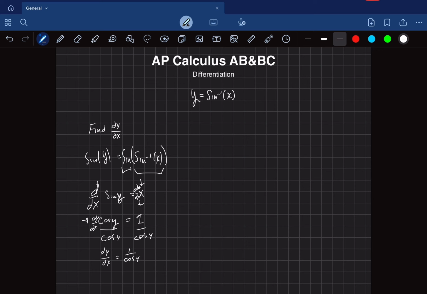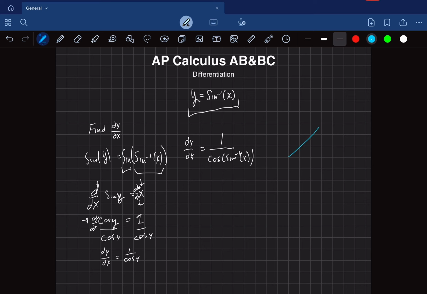So now if you remember, we had at the beginning that y is equal to the inverse sine of x. So this becomes dy over dx is equal to 1 divided by cosine of the inverse sine of x. So now, this is an answer for the derivative. However, there is an easier way to write this by looking at a triangle. So let's look at this triangle, which I'm drawing over here.